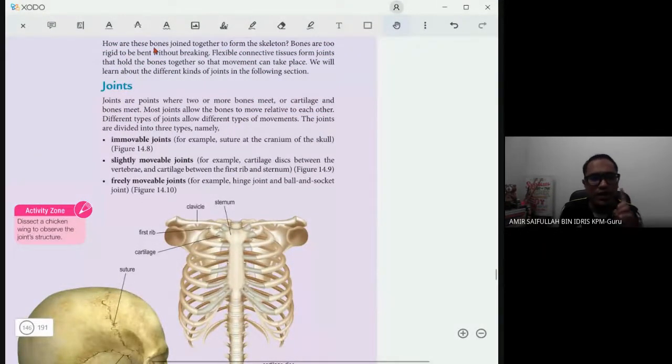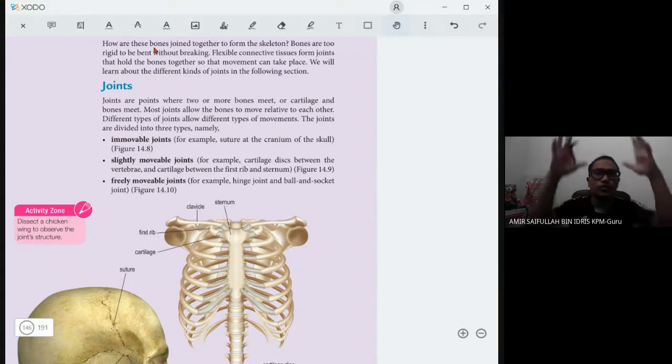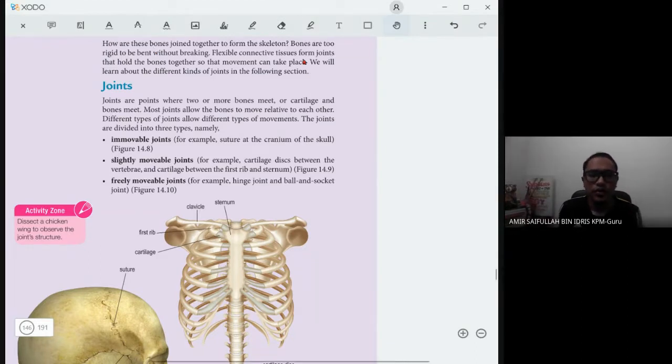So how are all these bones, the cervical vertebrae, thoracic vertebrae, the radius, the ulna, the humerus, all connected together? Do they have glue? They don't have any glue. Do they use any nails? No. But how are they joined together to form the whole skeletal system? All these bones are too rigid to be bent without breaking. You cannot simply bend them because they are very strong. But how are they connected to each other?